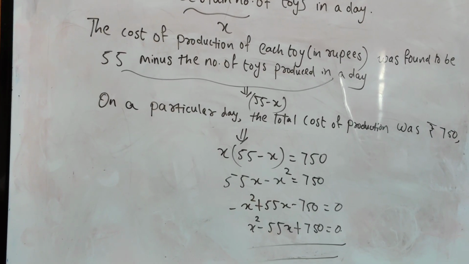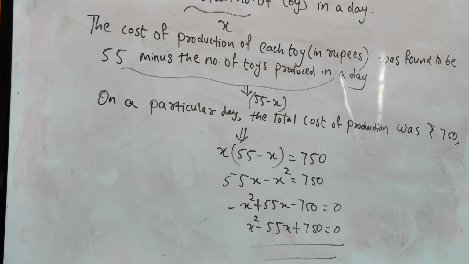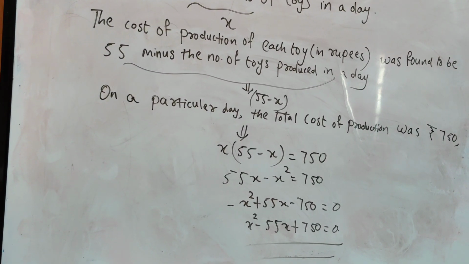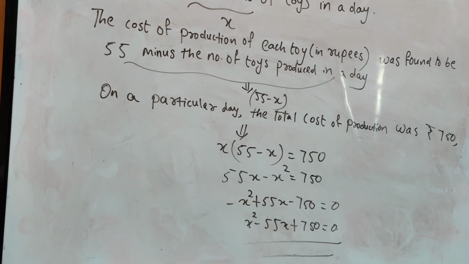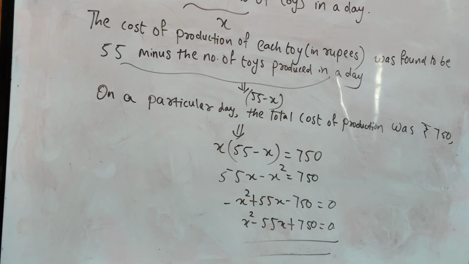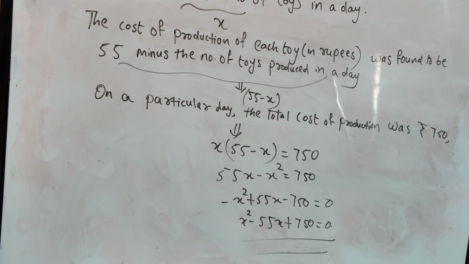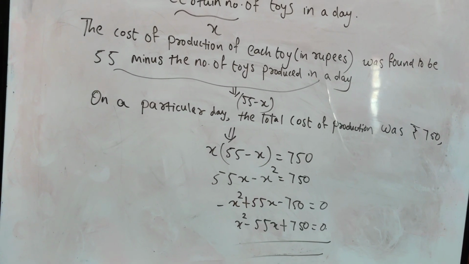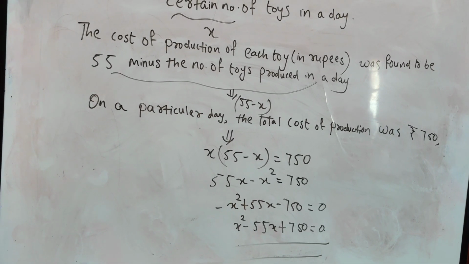By solving, 55x minus x square equal to 750, or minus x square plus 55x minus 750 equal to 0, and removing the negative sign, it will be x square minus 55x plus 750 equal to 0. So this is the mathematical representation of that problem, which is of the standard form of the quadratic equation.